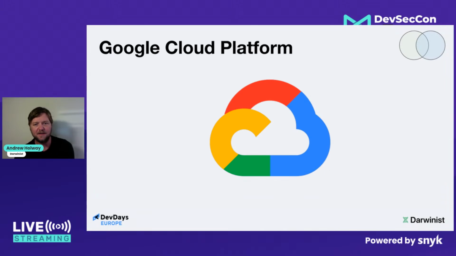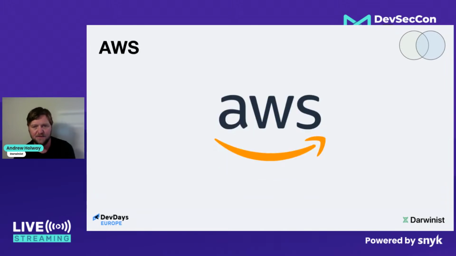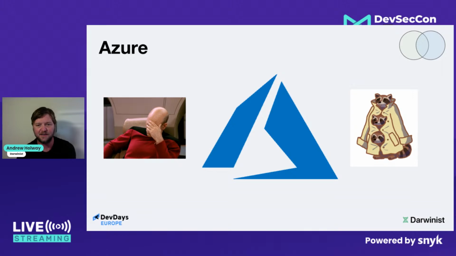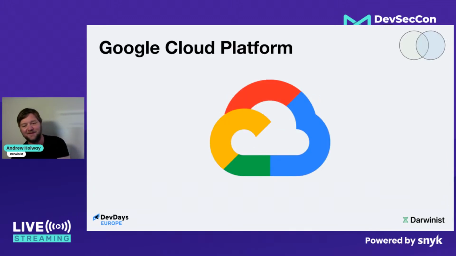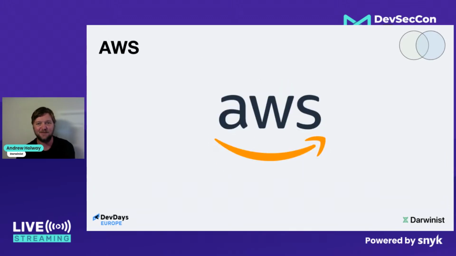So let's talk a little bit about Google Cloud Platform and Amazon Web Services. I've also got Azure here, and I think Azure is 3 raccoons in a trench coat pretending to be a cloud provider. But let's just talk about Google Cloud Platform and Amazon Web Services.